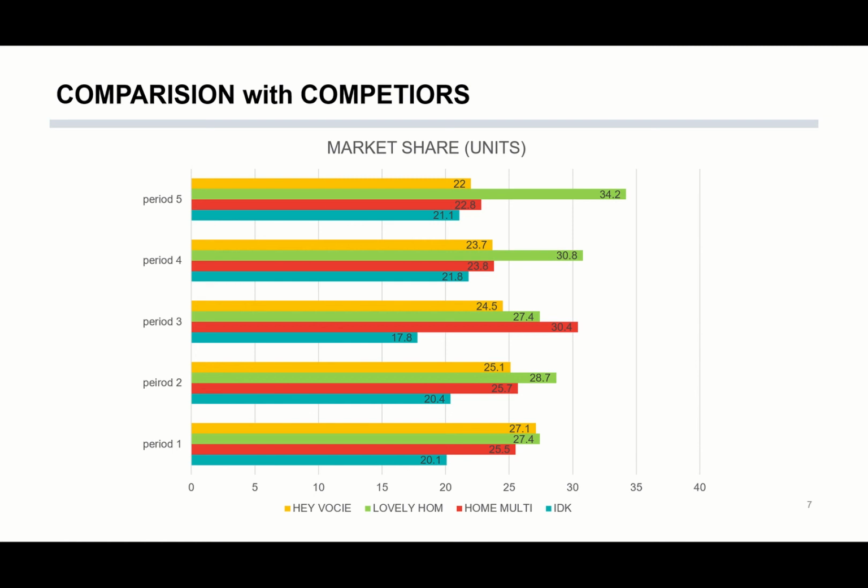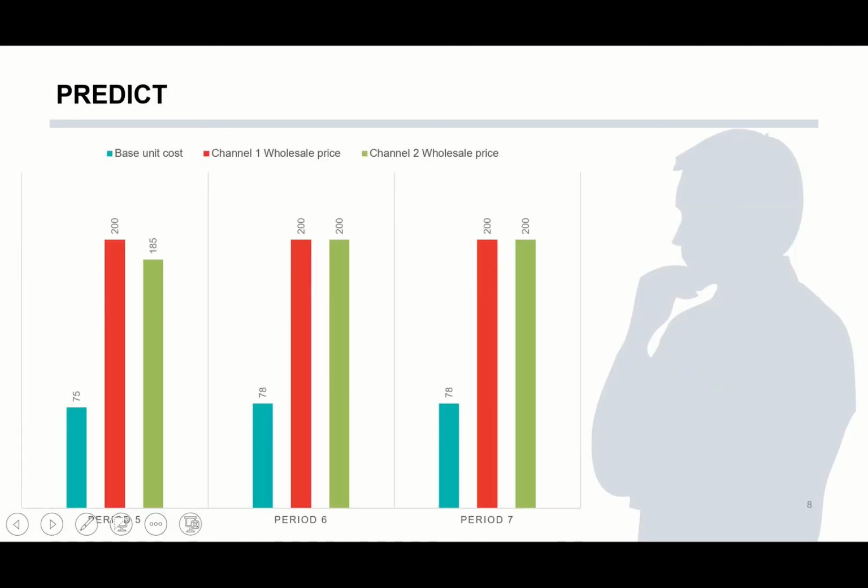By comparing and analyzing the market share of our companies, we find that Lovely Home has been growing continuously from 27.4% to 34.2%. But our market share did not show steady growth. Instead, it showed a downward trend in the third, fourth and fifth periods. At the moment, our growth rate is lower than expected, so we expect 15 to 20% growth over the next two periods.